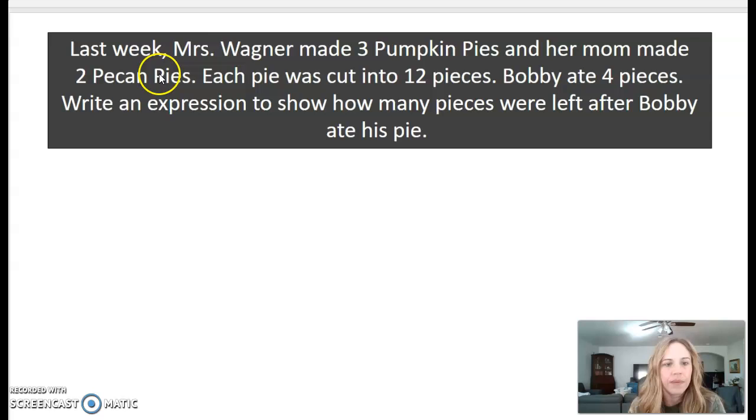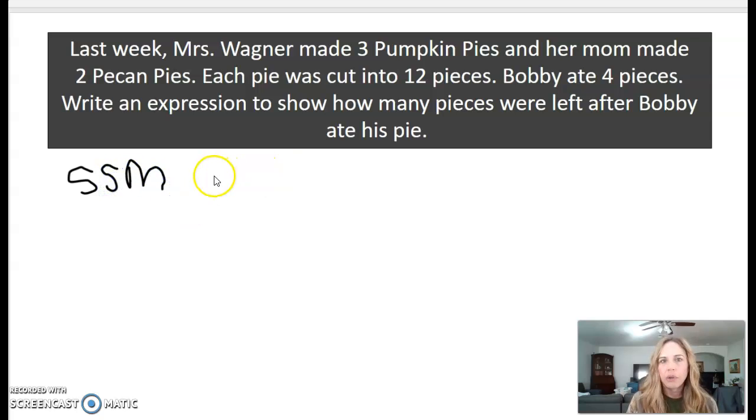Well, here's what I think. Mrs. Wagner made 3 pumpkin pies, and her mom made 2 pecan pies. To me, that sounds like we have some pies and we have some more pies, and we're bringing the pies together to figure out the pieces, right? So what thinking pattern is that? Well, some, some more. And what operation is some, some more? It's addition.